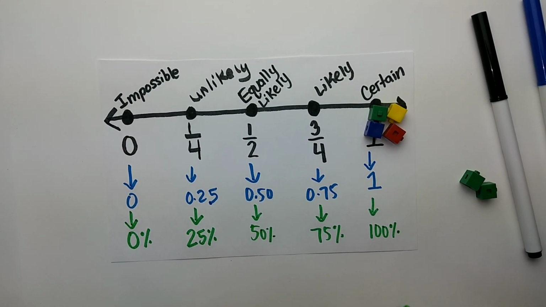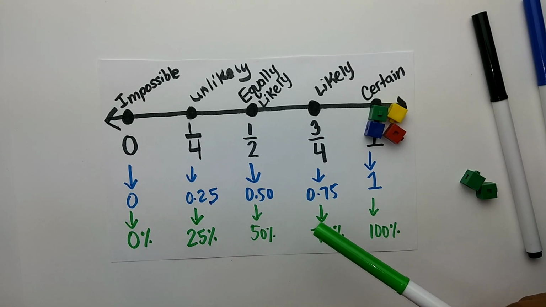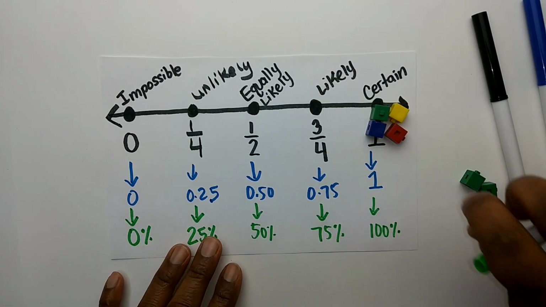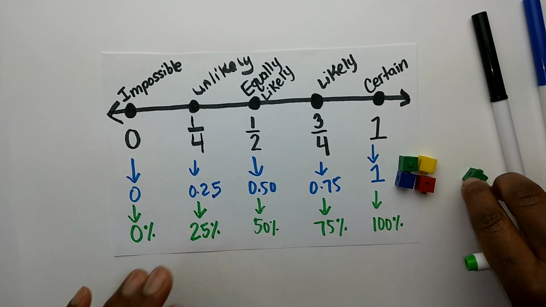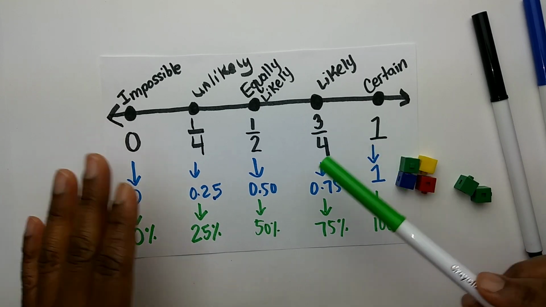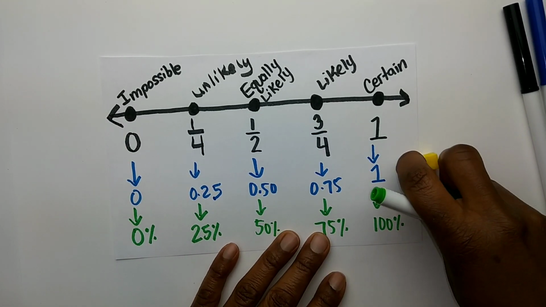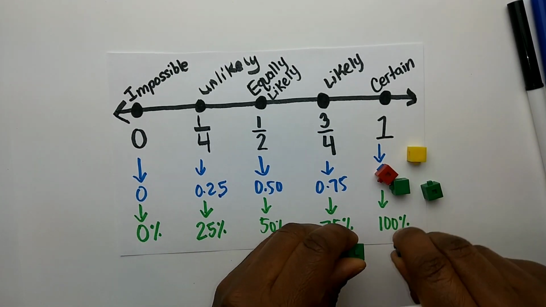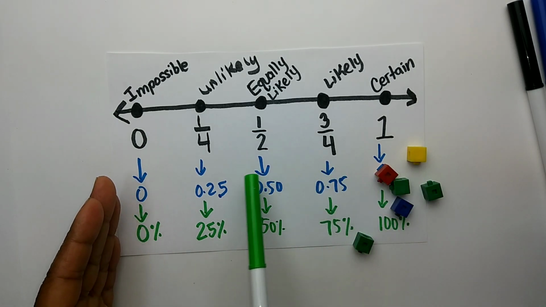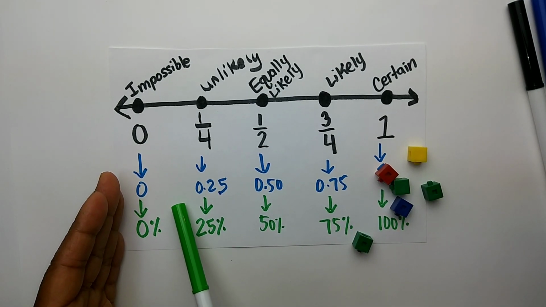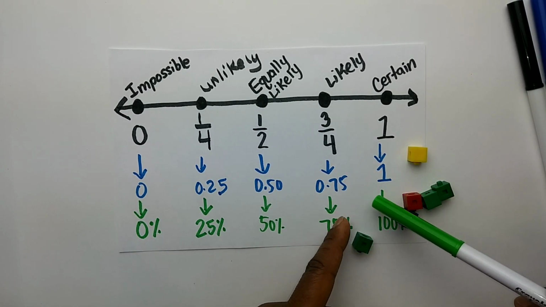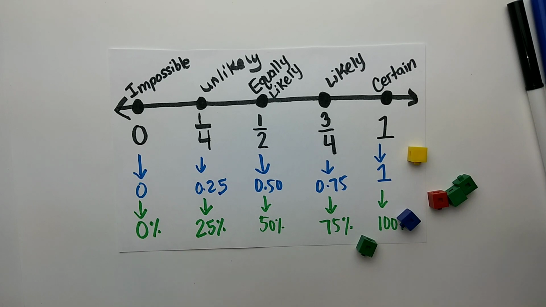Probability of an event. Probability is the likelihood of an event occurring. When you talk about probability, it is a number from 0 to 1 whole, and it measures the likelihood of an event occurring, such as picking these particular cubes. The closer the probability is to 0, the less likely the event will happen. The closer the probability is to 1 whole, the more likely it is that the event will happen.